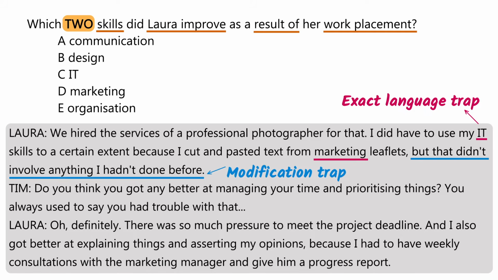So that's the exact language trap, to a certain extent. Marketing is repeated here. It's the exact language. This is the modification trap, in which the speaker says something, and then he or she modifies or corrects himself. So IT skills and marketing skills are excluded here because Laura herself says that didn't involve anything I hadn't done before. Now, wait for the other speaker to see if he or she mentions any of these skills and if Laura agrees to what the other person says.